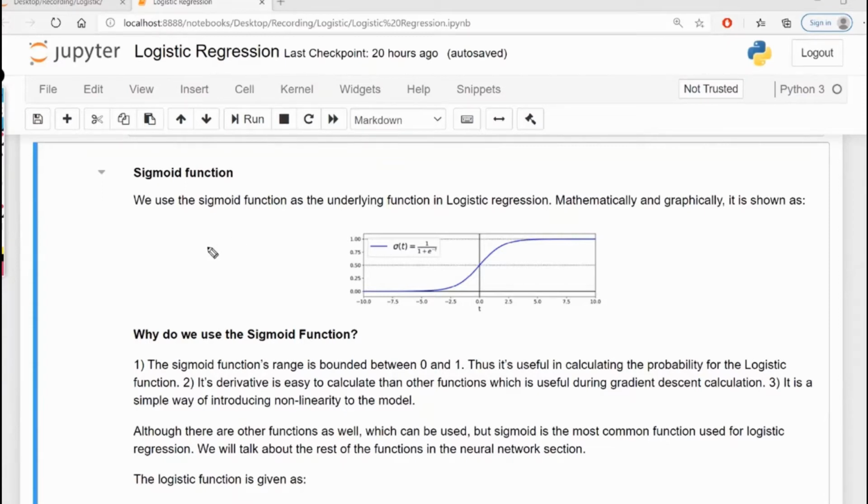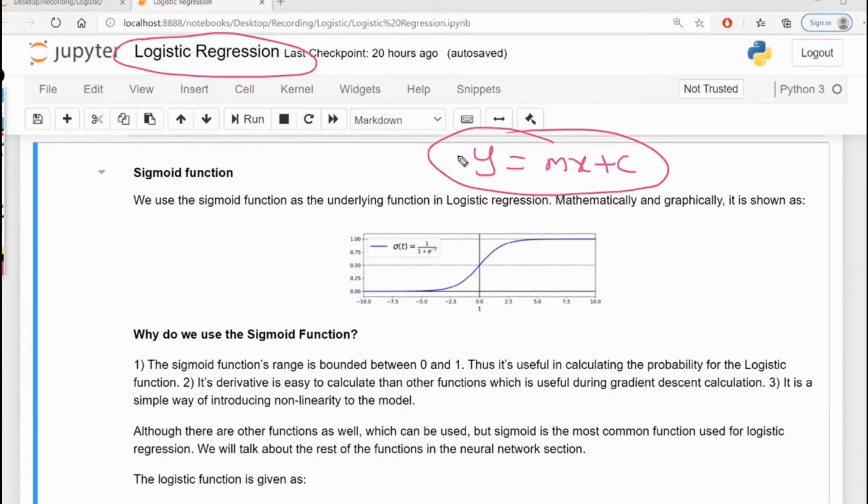Before getting into the sigmoid function, let's understand the intuition behind logistic regression. We know that in linear regression, we use a formula something like y = mx + c. Why can't we use the same formula for logistic regression? That's where the sigmoid function comes into the picture. We'll talk about that. So here is the intuition behind logistic regression.